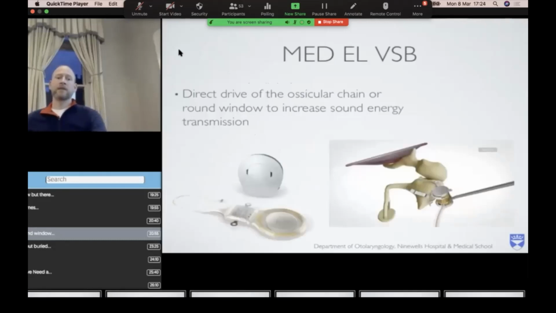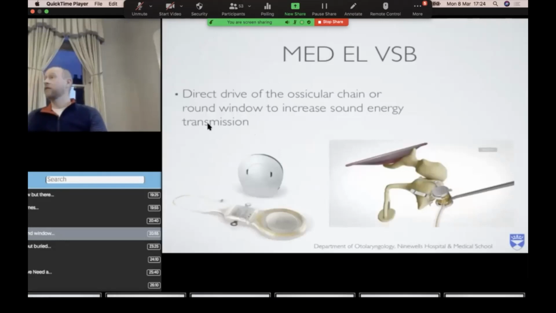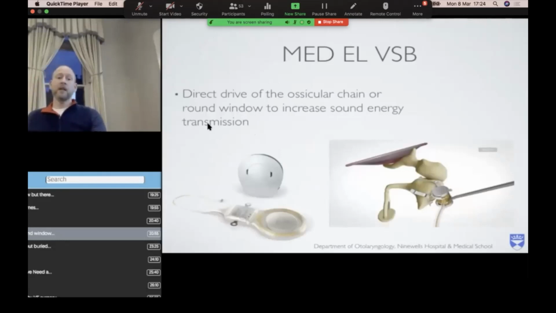Vibrant Soundbridge. So this is the one that you mentioned there. This is where you get direct drive of the ossicular chain. You have a variety of ways of attaching this onto the middle ear. So this is the 2nd generation device. These are little flanges to hold the processor in place. This is the coil, and this is the little business end. This is the FMT, floating mass transducer. And this little thing can be attached onto a variety of bits of the ossicular chain.